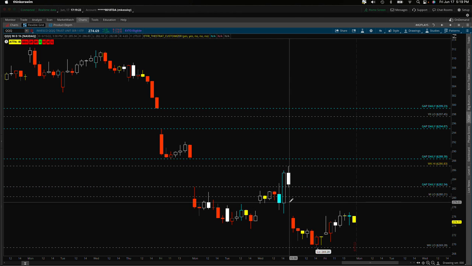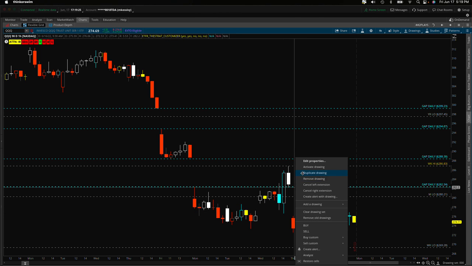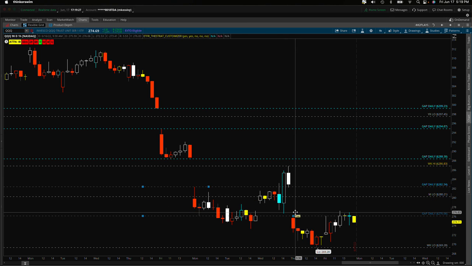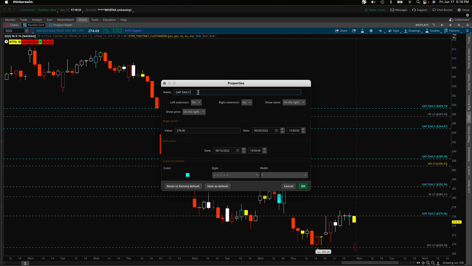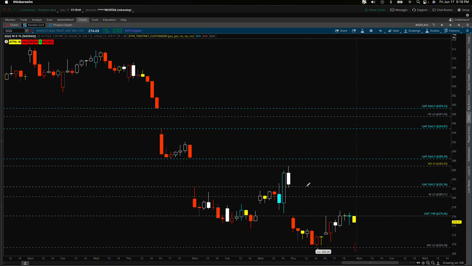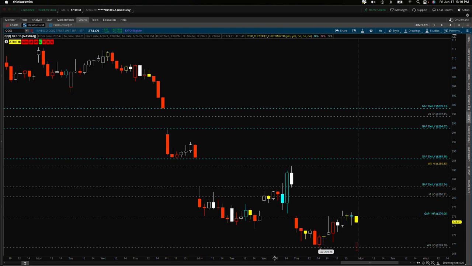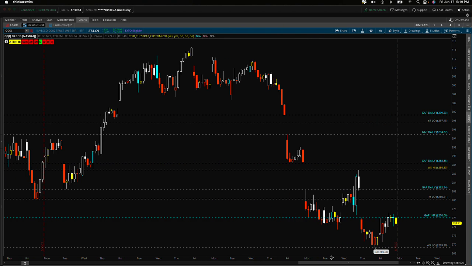So what we'll do is duplicate this. And we'll say gap 1 hour. So now we'll look at our supply and demand zones. We can see price. Let's go to the rectangle.